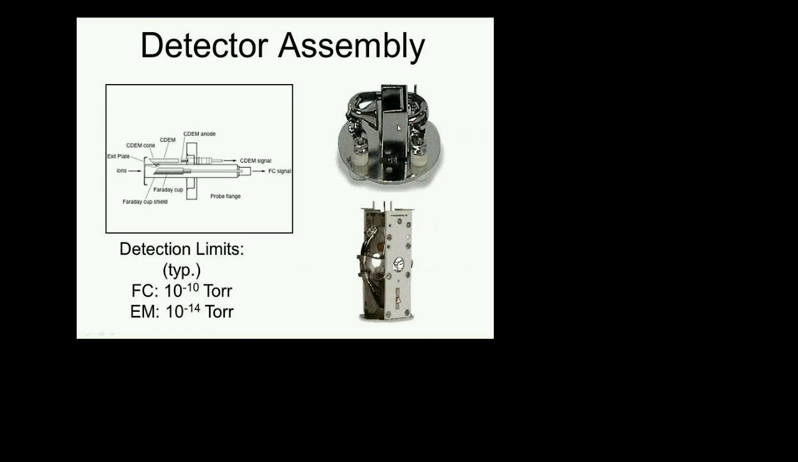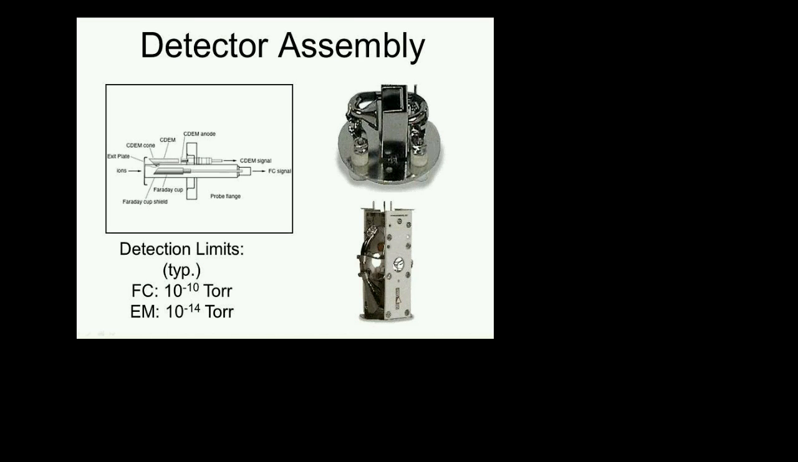So typically, if you look at a cross-section, the ions are coming in here from the quadrupole. There's your Faraday cup. Here's your electron multiplier, right? The Faraday cup is typically used to measure pressures as low as 10 to the minus 10 torr. And the electron multiplier then can be used to measure pressures as low as 10 to the minus 14 torr.